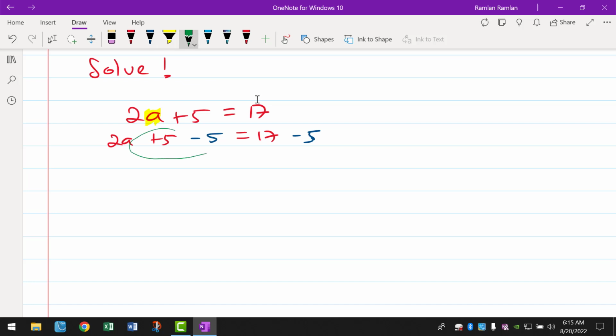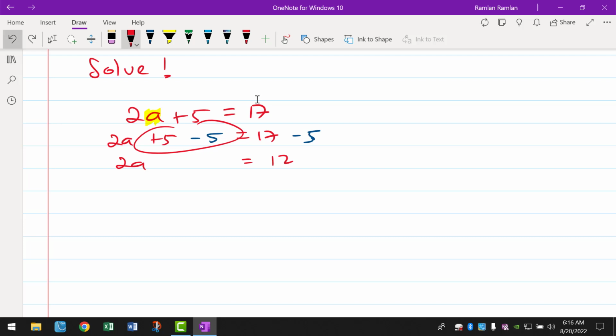So what happened here is that this is gone, right? Plus 5 minus 5 is just 0, which means that what's left on the left side is just the 2a. So I'm going to write that 2a over here. So 17 minus 5, this one becomes 12, because 17 minus 5 is 12. And the last thing is that we need to get rid of this guy over here, that 2. So 2a means 2 multiplied by a, right? So what we need to do is to do the opposite operation of multiplication like we did over here, right? Because this is addition. So you do the opposite operation of addition, which is subtraction, to make it gone.